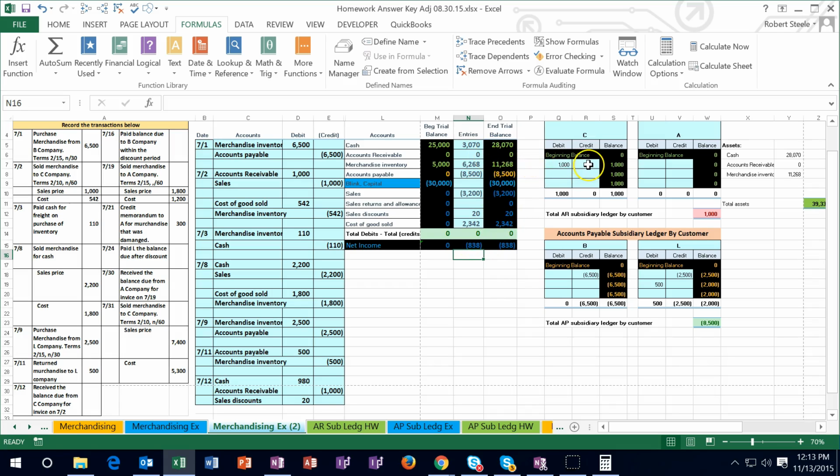We also need to record that in C over here because C no longer owes us. We're going to say equals the 1,000. So notice that they owe us nothing anymore, even though they only paid us 980.